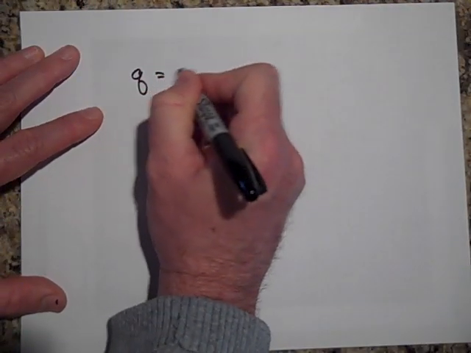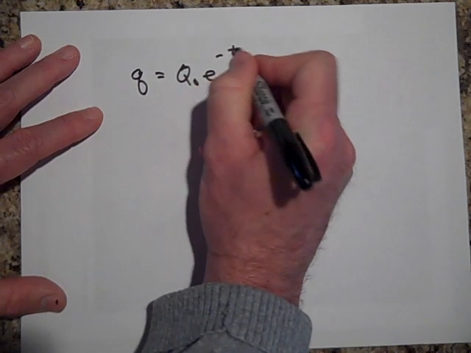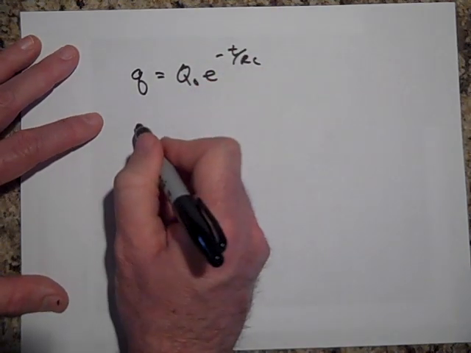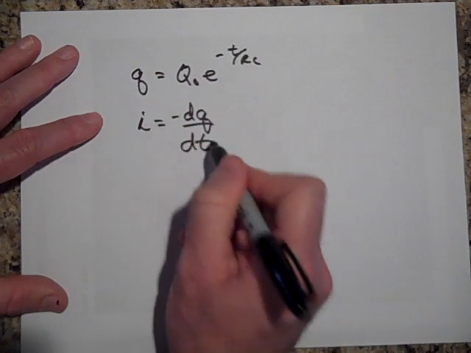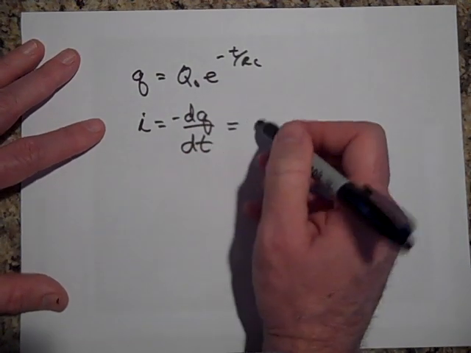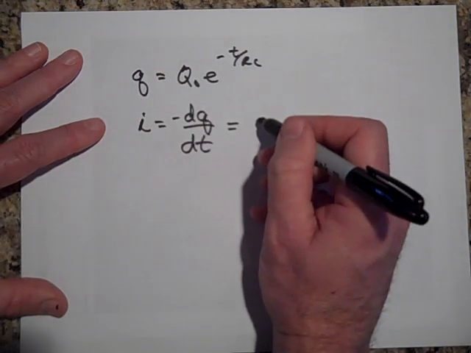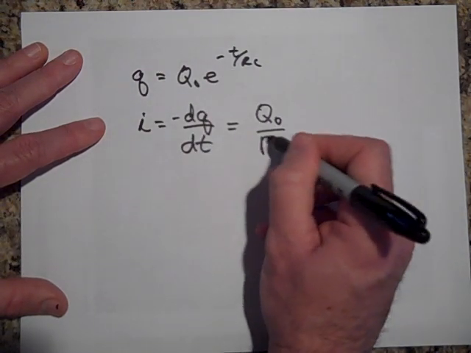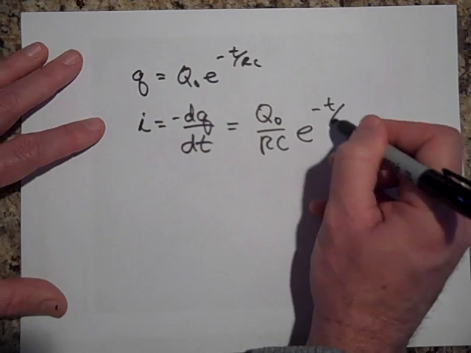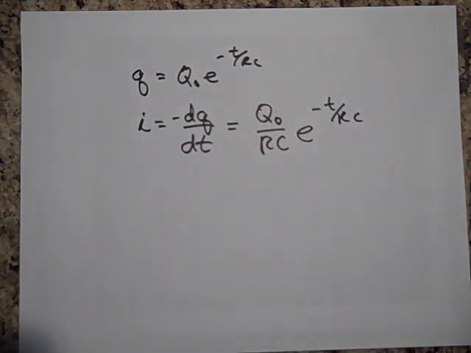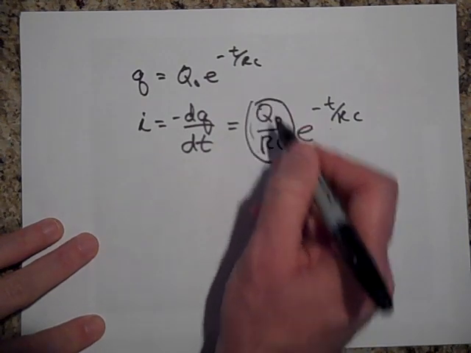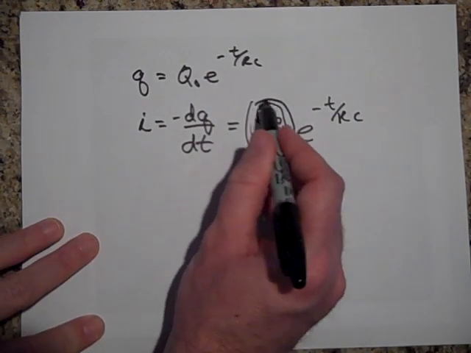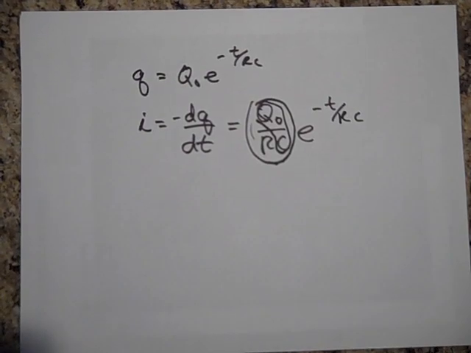One other thing then: if that's q, getting I is no problem, or any of the other quantities for that circuit. If q equals q naught e to the negative t over RC, then I is going to be the negative derivative of q with respect to time. When I take the negative derivative of that, I get q naught over RC e to the negative t over RC. Hey, look, that's current. That's a voltage divided by R. All right, thanks. Bye.